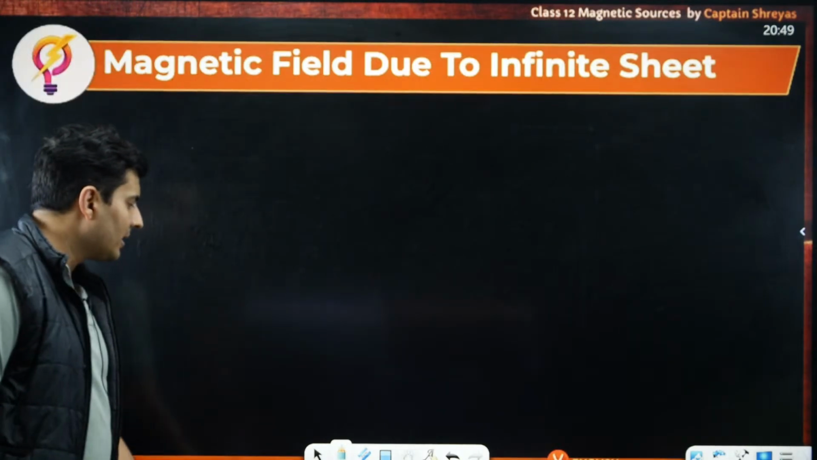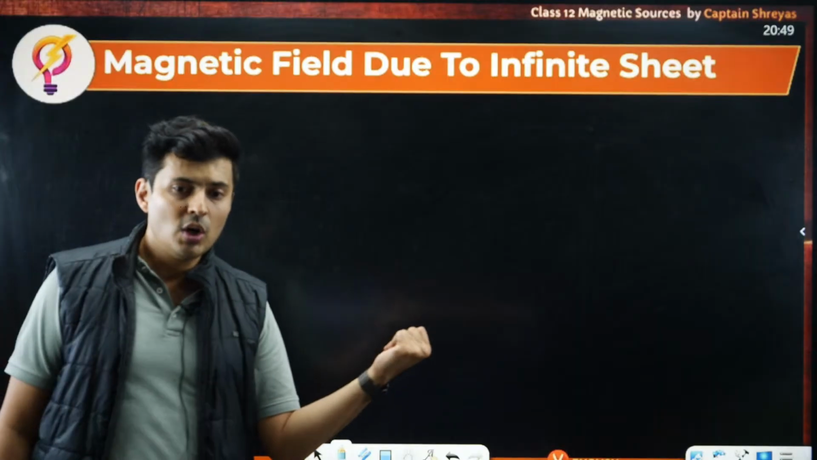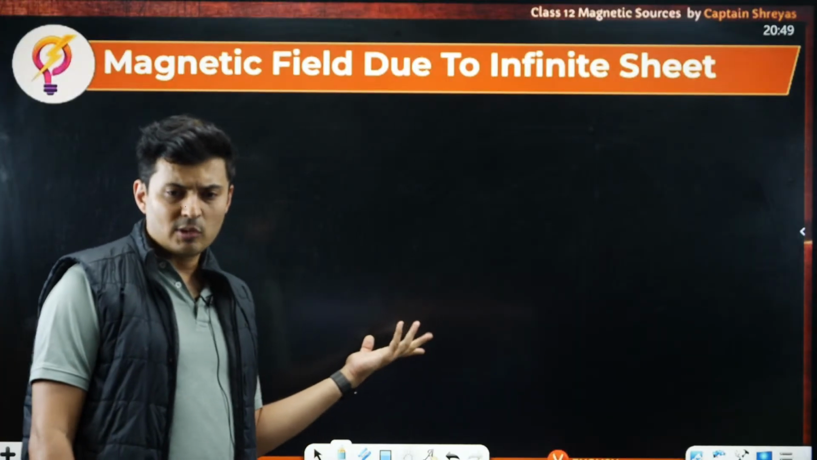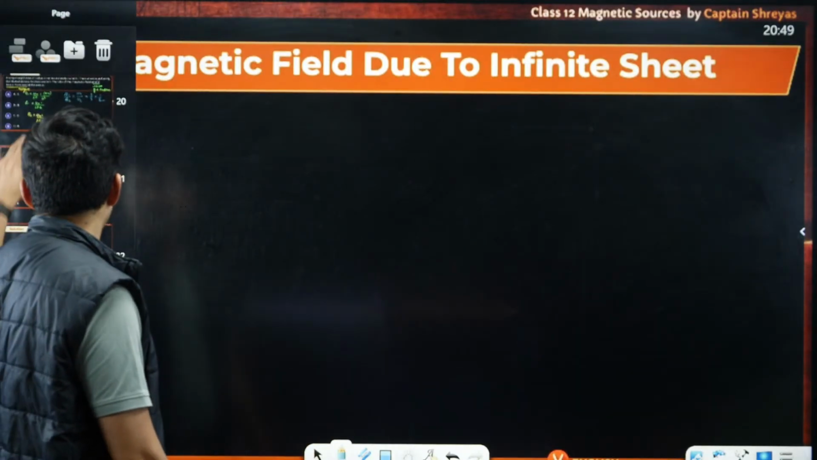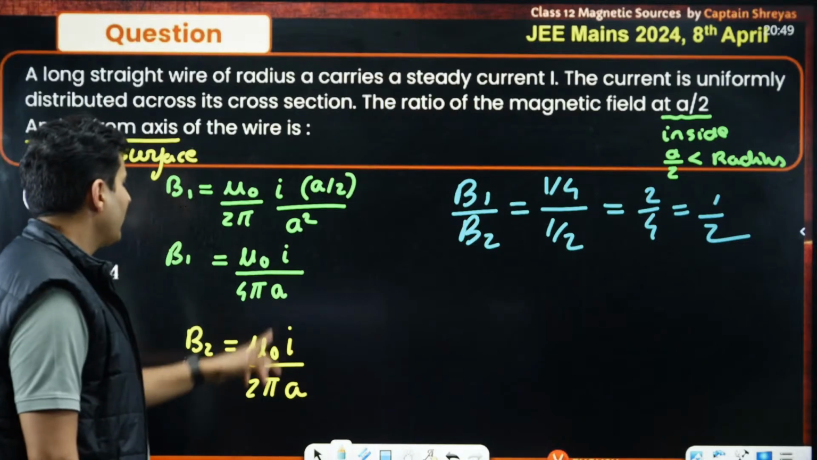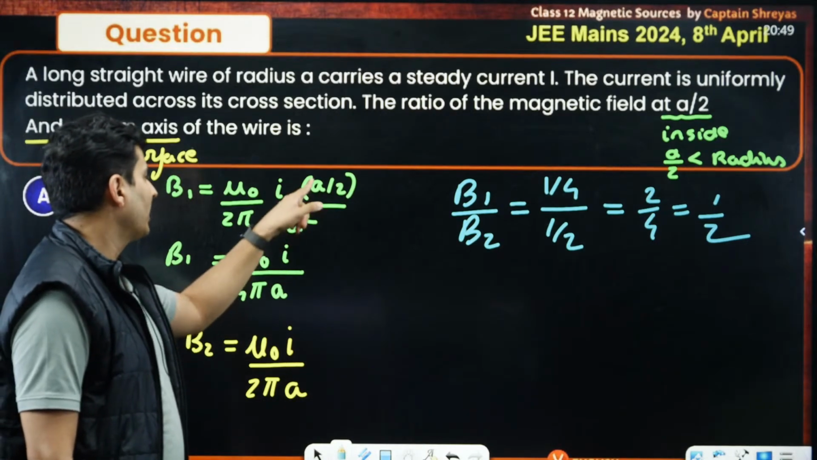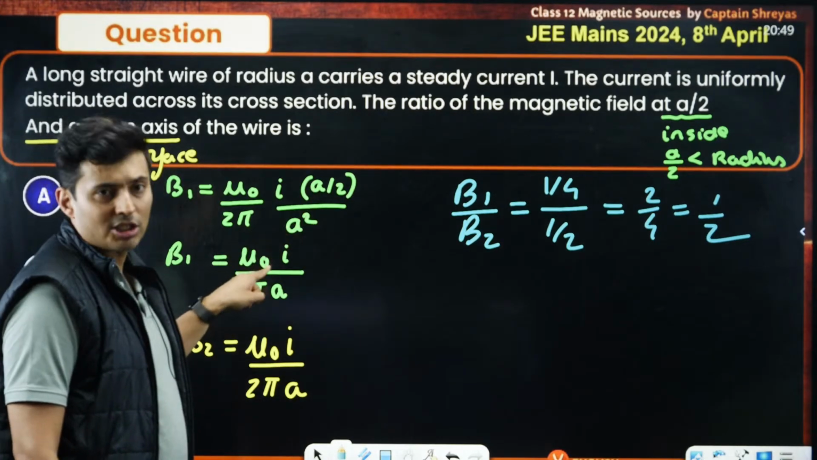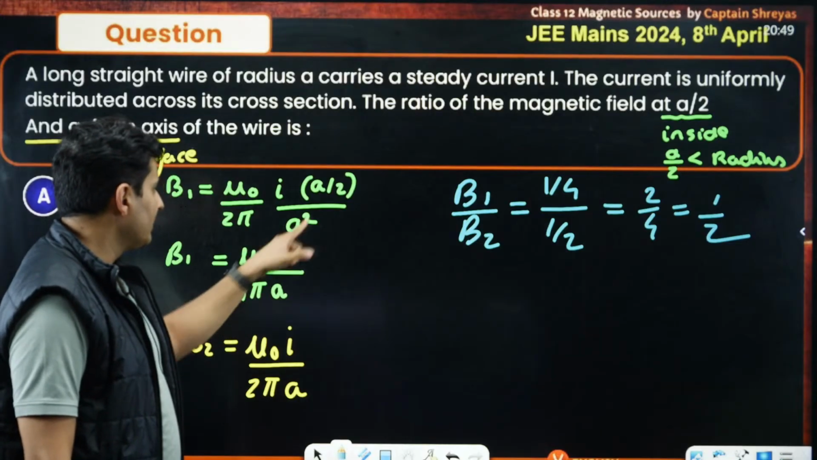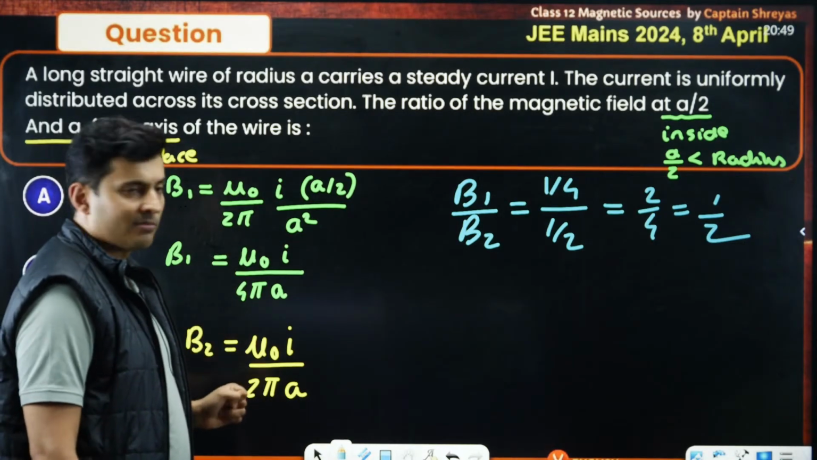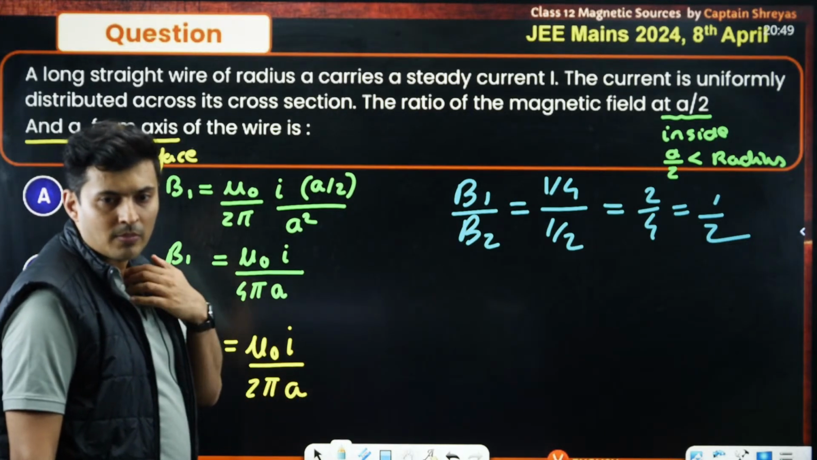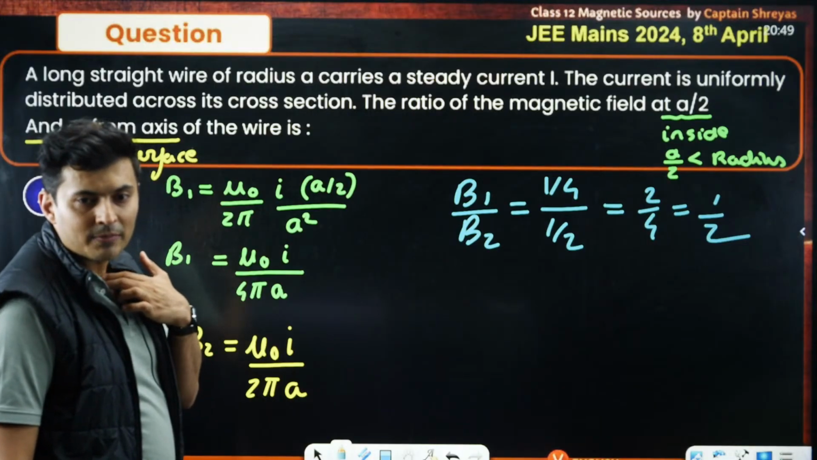Now let's go to another thing, which is basically infinite sheet. Often A square is there in the denominator. Yes, A square is there in the denominator, but do not forget this A and this A just got cancelled. So only a single A is remaining. This 2 with this 2 will be 4.